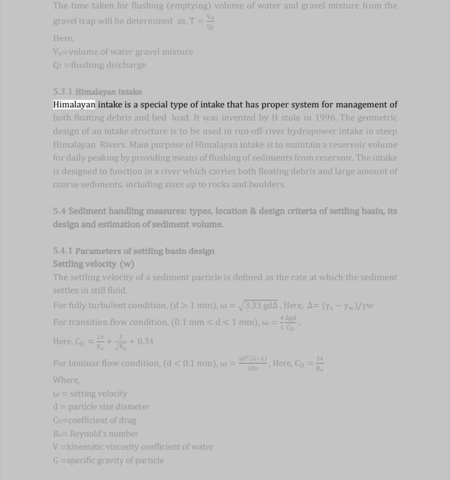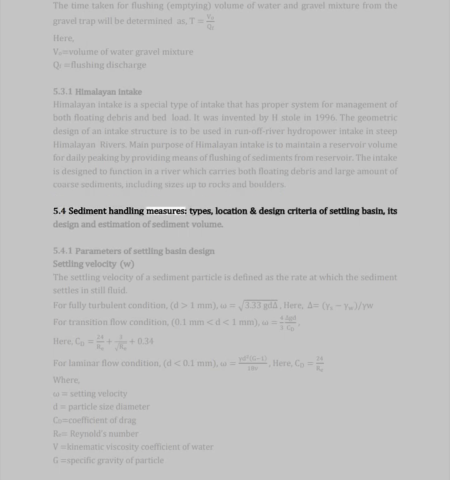5.3.1 Himalayan intake. The Himalayan intake is a special type of intake that has a proper system for management of both floating debris and bed load. It was invented by H. Stoll in 1996. The geometric design of this intake structure is to be used in run-of-river hydropower intakes in steep Himalayan rivers. The main purpose of the Himalayan intake is to maintain a reservoir volume for daily peaking by providing means of flushing of sediments from the reservoir. The intake is designed to function in a river which carries both floating debris and a large amount of coarse sediments, including sizes up to rocks and boulders.